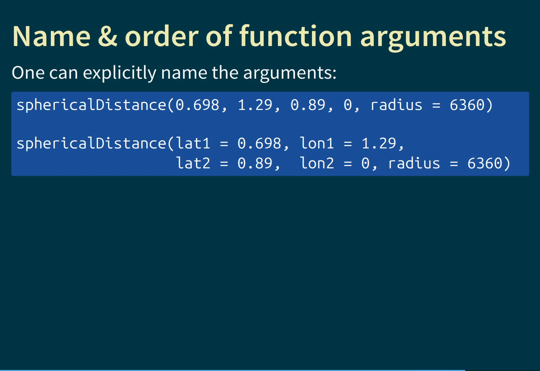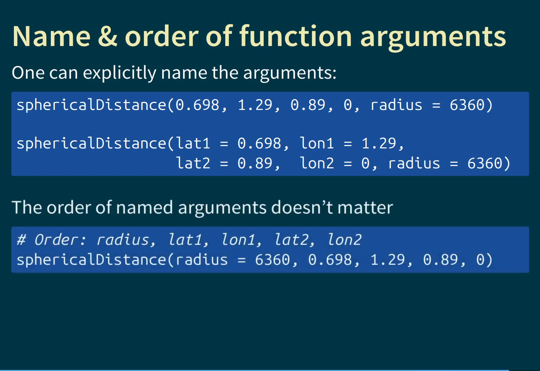But if we name one or more of our arguments, those are obvious where they go, so then the ordering doesn't matter anymore. For example, if we say spherical distance, and then we say radius equals 6,360, then that will be the first argument, and the rest will just follow the order in which they appear in the original function definition. And you see that I put in a little comment what the order of the different arguments is. Now radius is first because we put it first, and then comes the default ordering of lat1, lon1, lat2, and lon2.